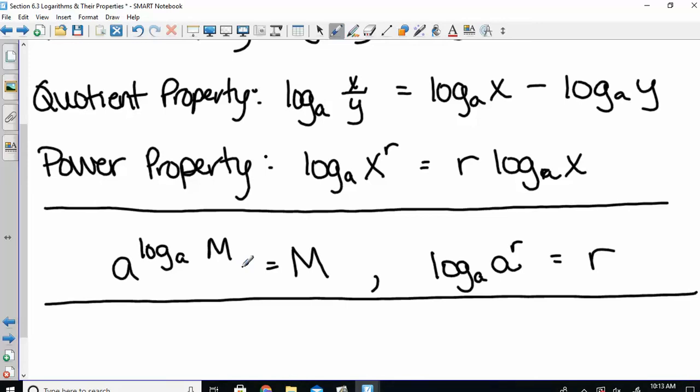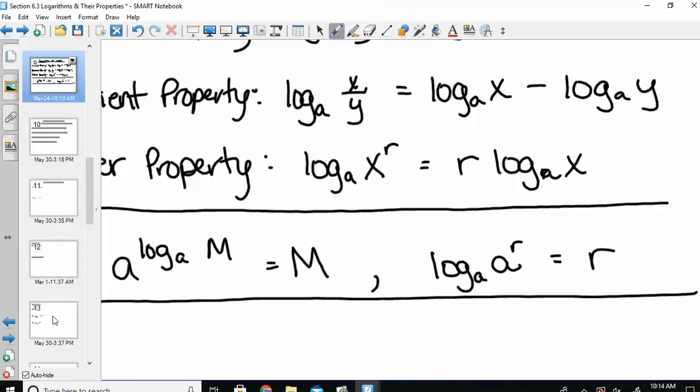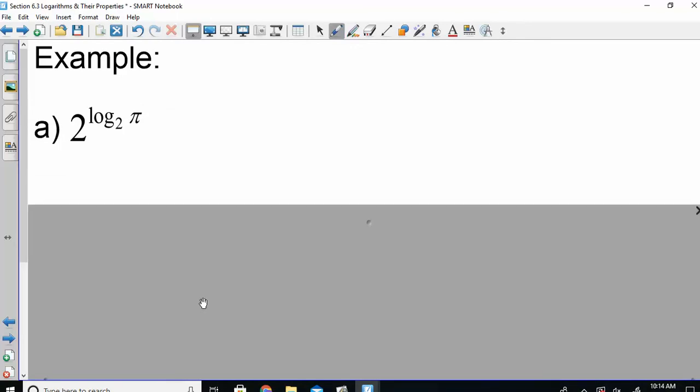I do want to look at just one slide, making sure you recognize these last 2 properties when they cancel each other and when they don't, because it looks a little weird when I have all those variables in there. So I just want to make sure you understand what I'm saying there. So if I gave us this problem, 2 to the log base 2 of pi power. What do you think that would be equal to? Pi. The 2 and the log base 2 cancel.